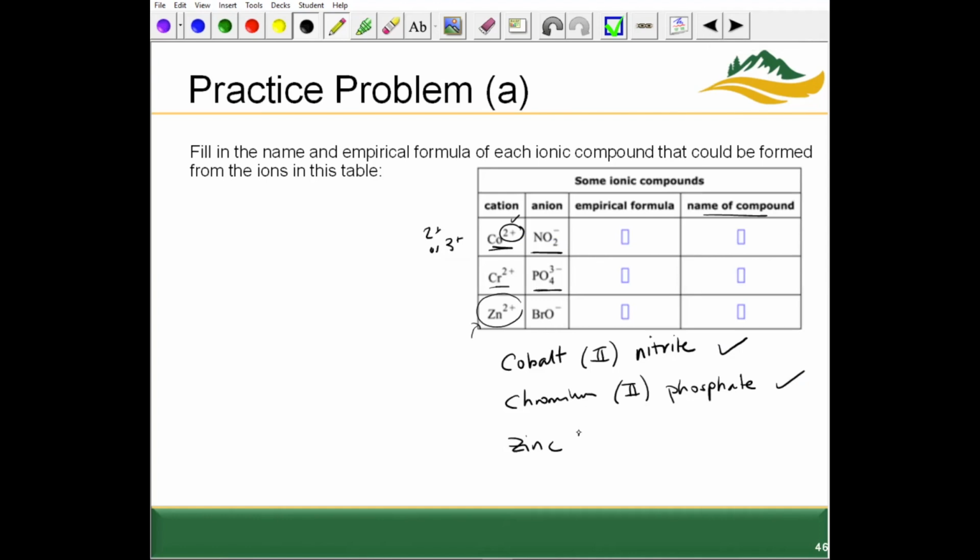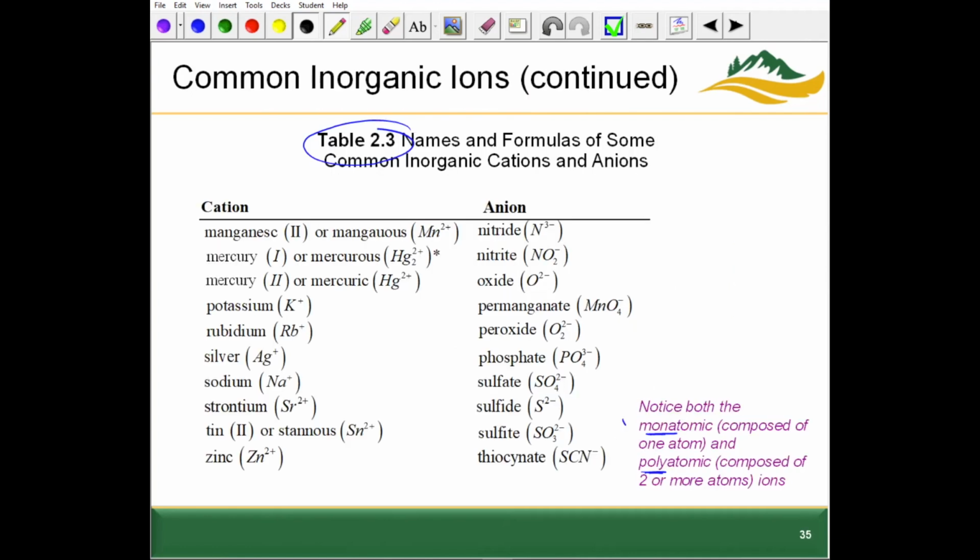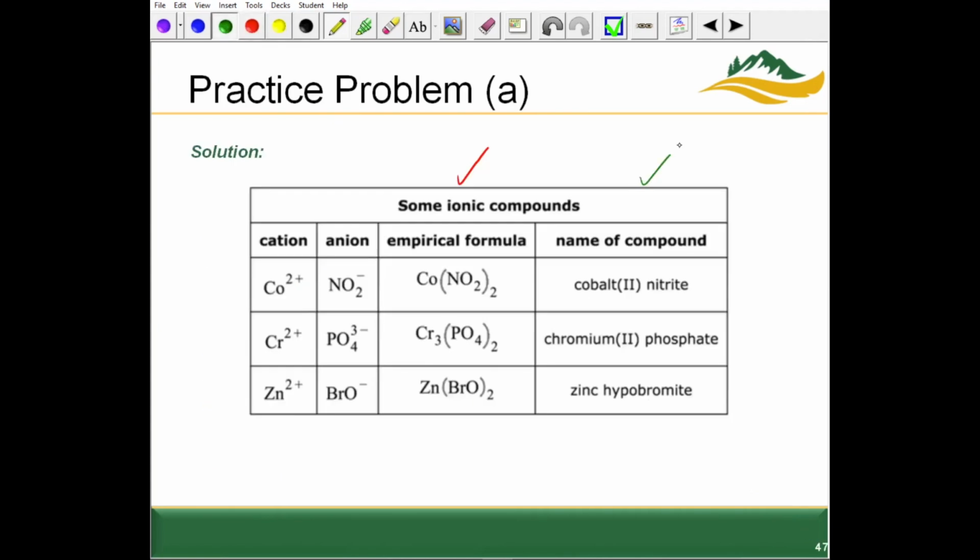BrO minus, this is hypobromite. It doesn't look like bromate and hypobromite made it onto this table, but here, for example, phosphate, PO4 3 minus, so we identified that as the polyatomic anion named phosphate. So now we have successfully named these compounds as well. Note the Roman numerals. And note that we didn't have to change the name of the polyatomic anion. We just read it from the table and we leave it as is.